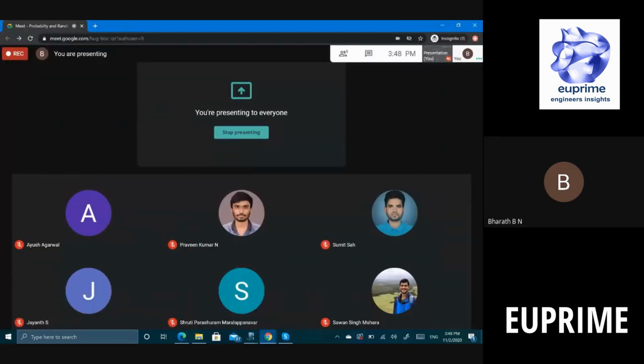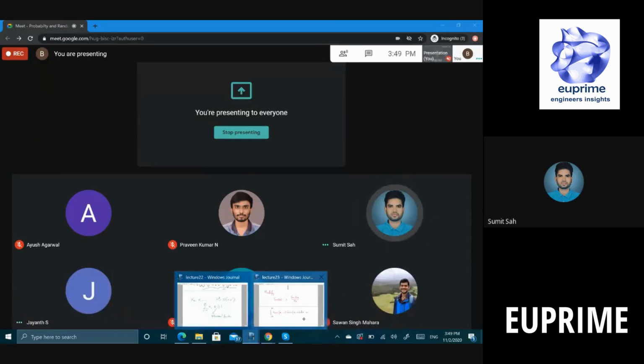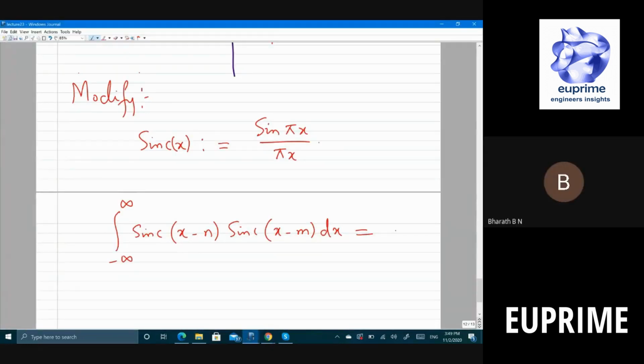Yes, Jayant? Sir, will it be 1? 1 always? Ayush? For m equal to n, it will be 1. Yes. So when n and m are equal, it will be 1, right? So it will be a Kronecker delta in n minus m. It's 1 whenever n equals m, 0 otherwise. You have seen this, right?